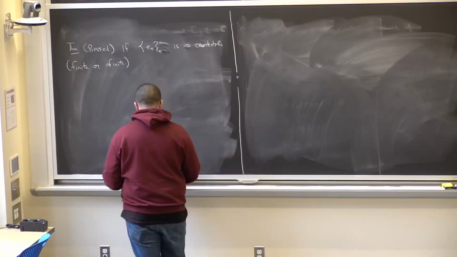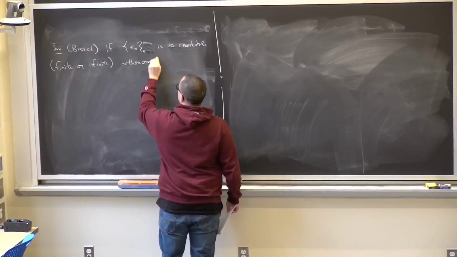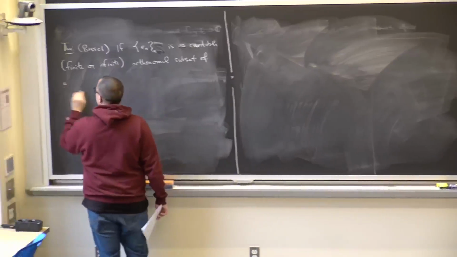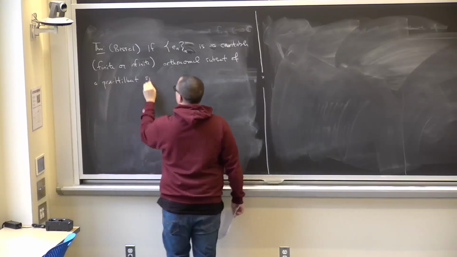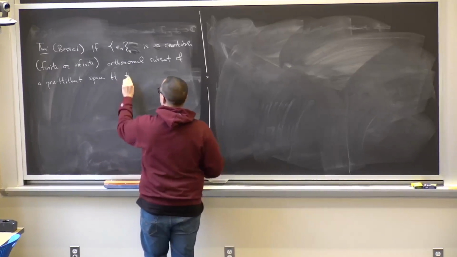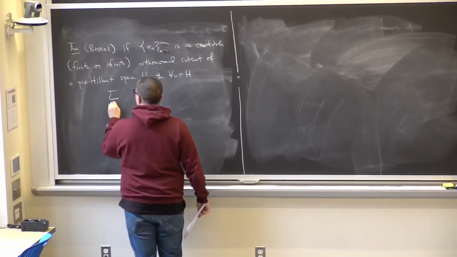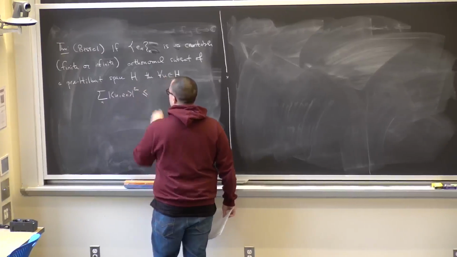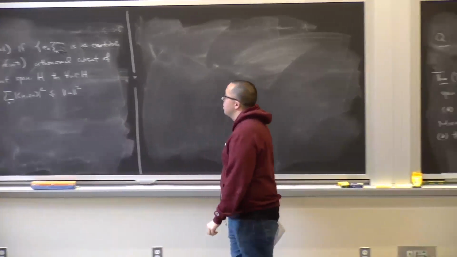But it's countable. Orthonormal subset of a pre-Hilbert space H, and for all u in H, if I look at the sum of squares |⟨u, e_n⟩|², this is less than or equal to the norm of u squared. Okay?